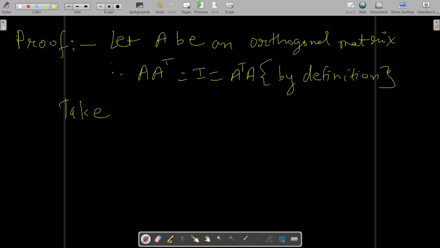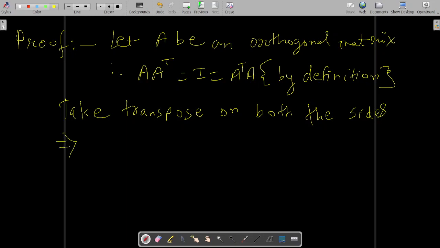Then what will we do? We will take transpose on both the sides. So you take the transpose on both the sides, so what will happen?